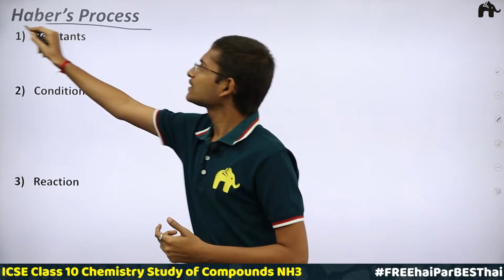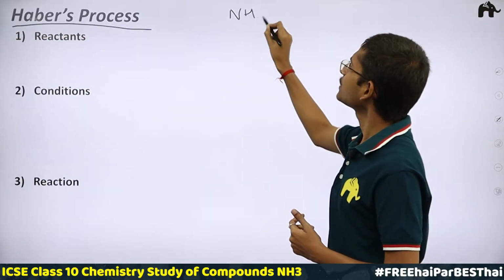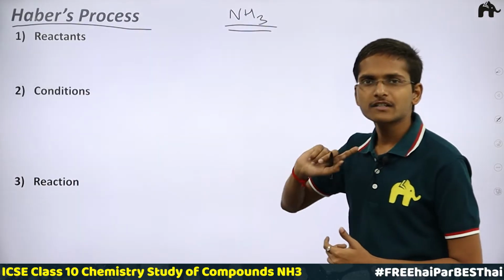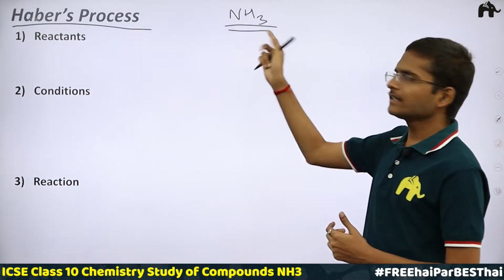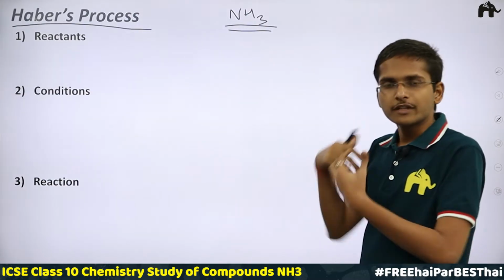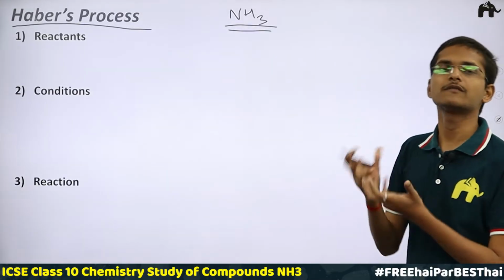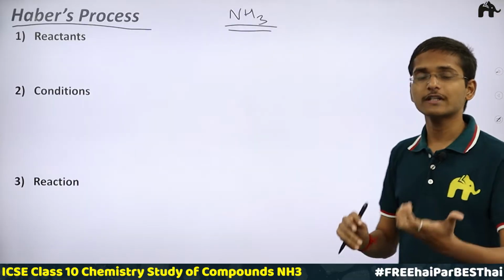Okay, in industries we use Haber's process for preparation of ammonia gas. So now what are the reactants which we are going to use in this process? We are going to start from this. Finally, in this process we are going to produce ammonia, but we are going to store the ammonia in some different form. I will tell you later. But for now let's start first with the reactants. What reactants we are going to use?